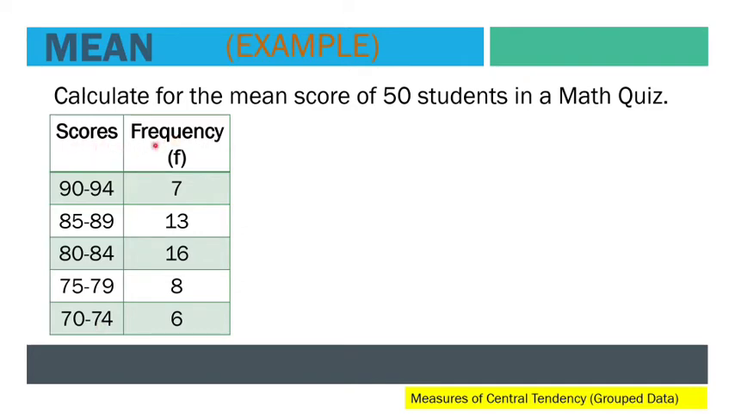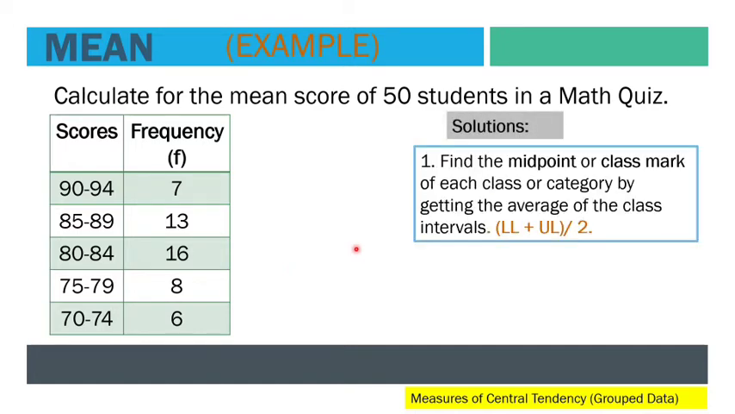While on the second column, the frequency tells us the number of students that got the scores. From 90 to 94, there are 7 students who got that score. For 85 to 89, there were 13 students who got the score. 16 students got a score between 80 to 84, while 8 students got a score of 75 to 79, and 6 students got a score from 70 to 74. So how are we going to get the mean of this data?